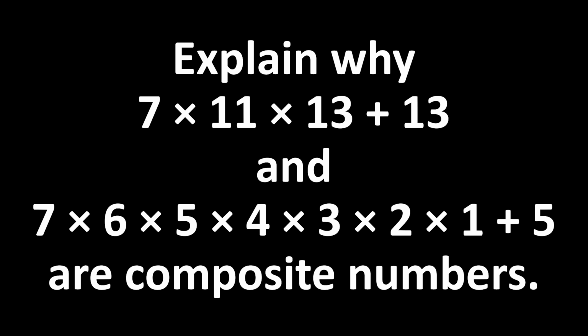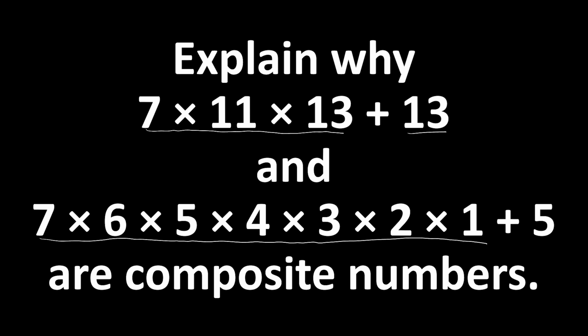In this video, we are going to solve question number 6 of exercise 1.2. The question is, we have to explain why the numbers 7 into 11 into 13 plus 13, and 7 into 6 into 5 into 4 into 3 into 2 into 1 plus 5, are composite numbers.